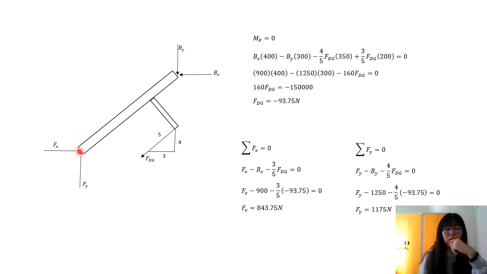Then we can find the forces exerted at support F by using summation Fx equals to 0 and summation Fy equals to 0. We get Fx equals to 843.75 N and Fy equals to 1175 N. And this is the end of our static assignment discussion. Thank you.